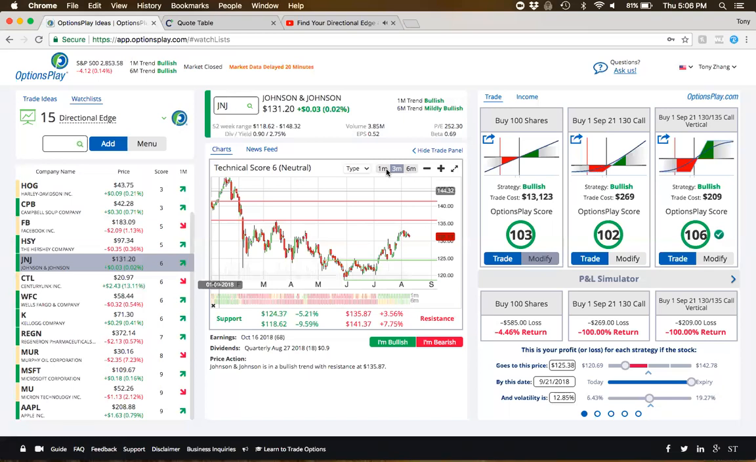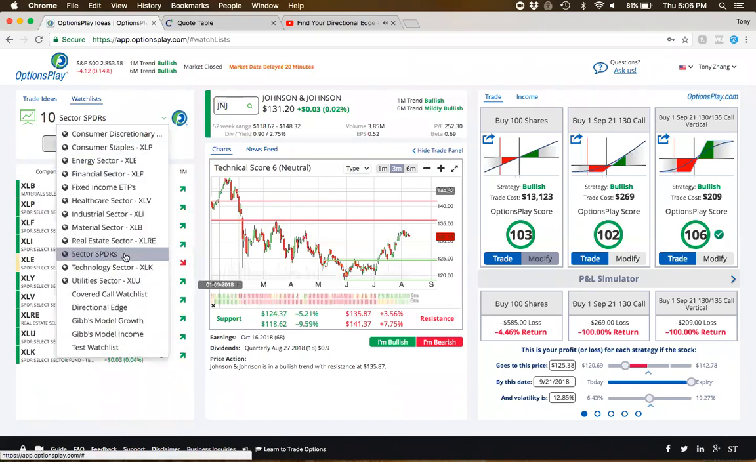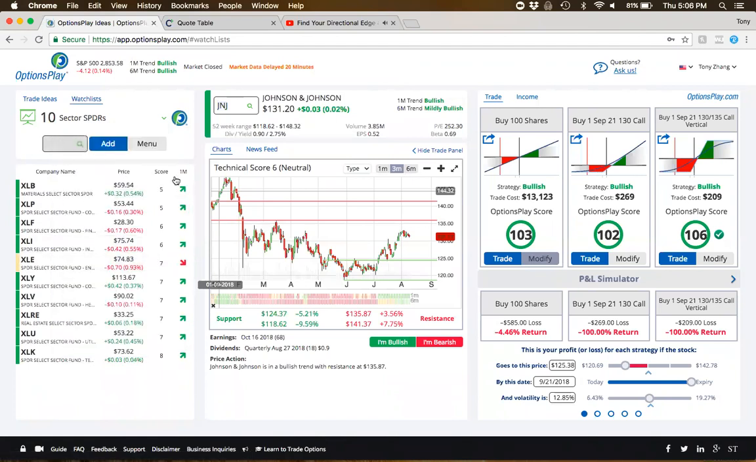Does your system work on ETFs? Absolutely. You can type in any ETF and do the same thing. We actually have the sector ETFs, and this is one of the things that I look at first thing every single morning, using sectors to help you identify high probability setups. You have a pre-built watch list called Sector Spiders. Every single one of you has this by default. I usually sort this by the score, and this allows me to quickly identify what are the strong sectors and what are the weak sectors. Really important place to start.